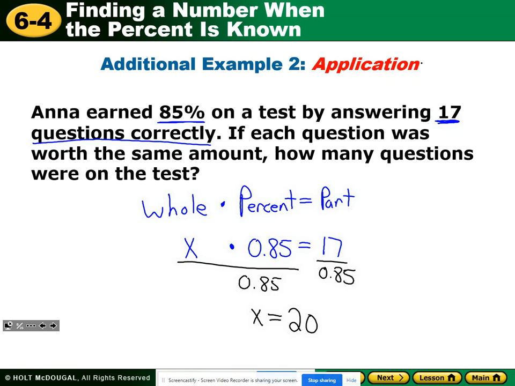I need an honest assessment here. You can put it in the chat, people online. If you want, just do it in front of your chest. How do you feel about figuring out which one's the part and which one's the whole? How do you feel about that? 5 is I got it great. 1 is I don't got it.